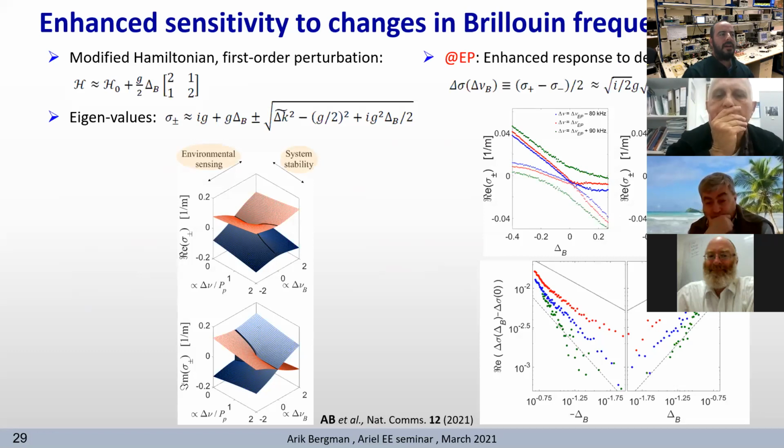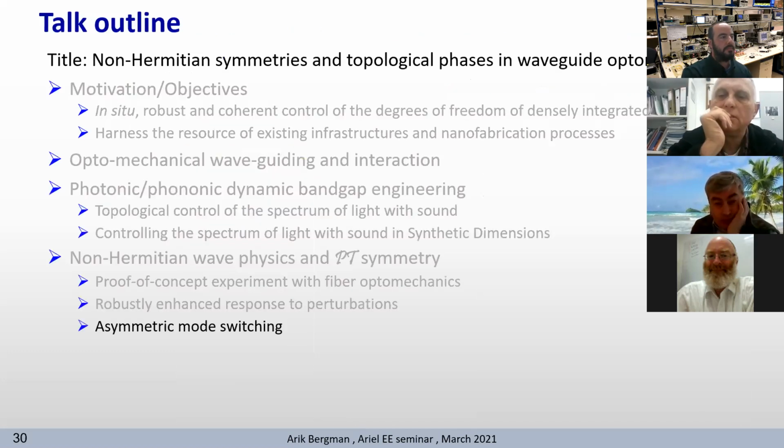When we experimentally characterize the eigenvalue spectrum as a function of the Brillouin detuning in the vicinity of the exceptional point, we also observed enhanced response to small-scale changes in the Brillouin frequency shift. Remarkably, the eigenvalue splitting has a square root dependence on the environmental perturbation as well, with potential opportunities for Brillouin sensing applications.